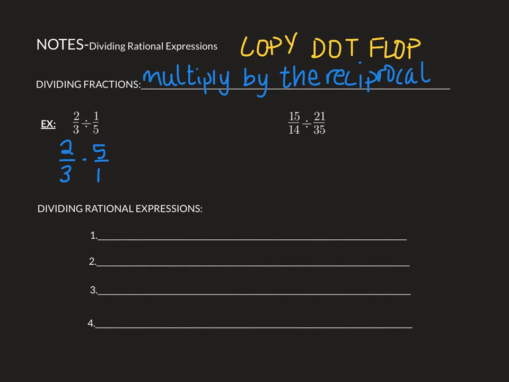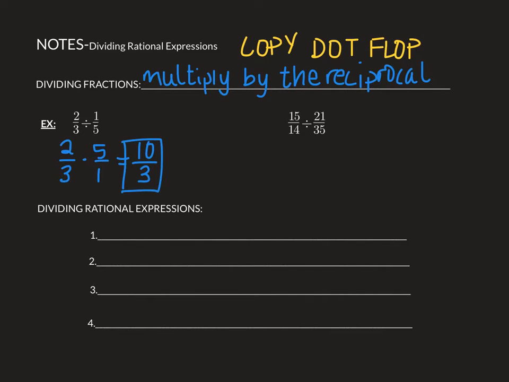Okay, so let's go back and remember how we multiply fractions. Right, we just multiply straight across. So we're going to multiply the 2 times the 5 and the 3 times the 1. So we get 10/3, and if I could simplify it, I would, but 10/3 is my final answer there. Okay, so let's make it a little more complicated, a little more fun.